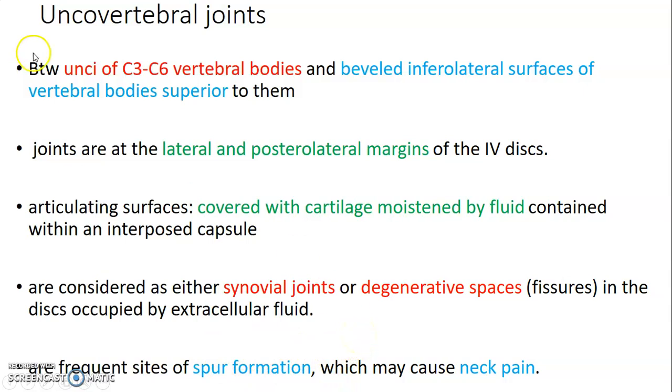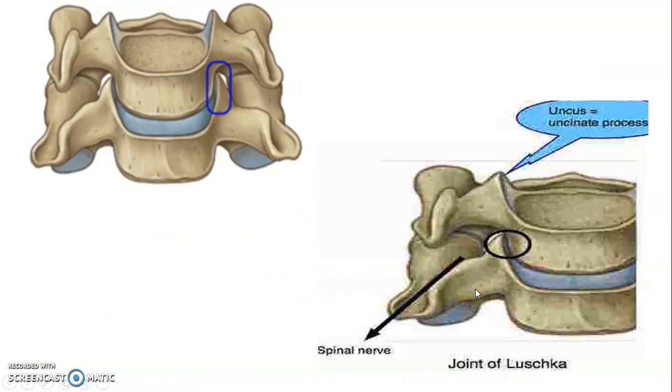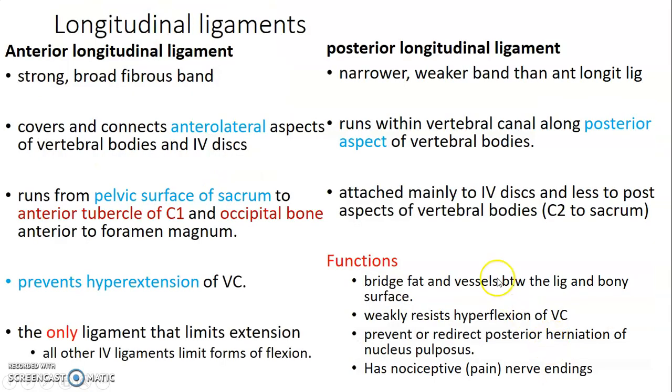Okay, so the uncus of C3 to C6 vertebral bodies and the inferolateral surface of the vertebral bodies superior to them give you the uncovertebral joints that are covered by cartilage. They are either considered synovial joints or just degenerative spaces. So look at this. This is the uncus articulating with the inferolateral part of the vertebra above it. So it gives you an uncovertebral joint there. This is the uncinate process, you can see.